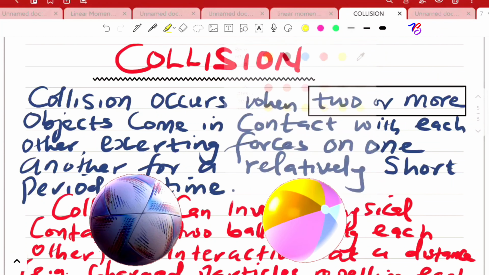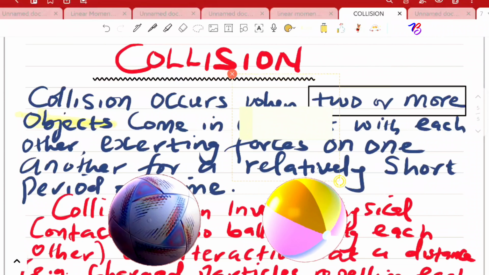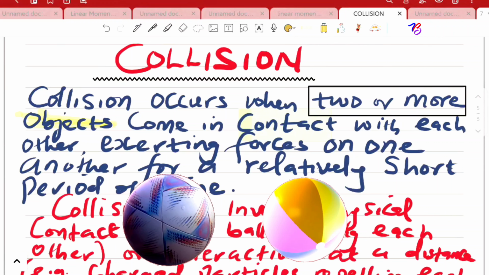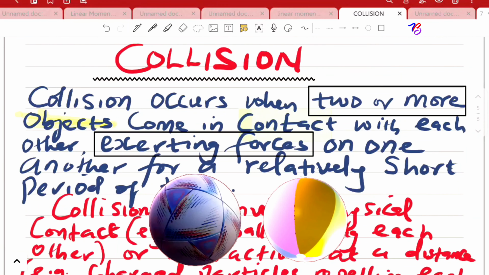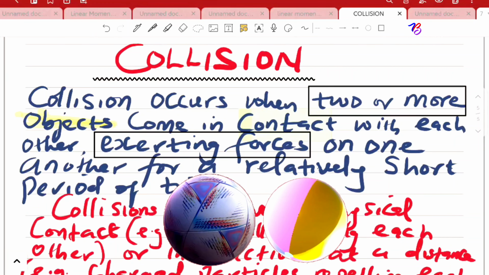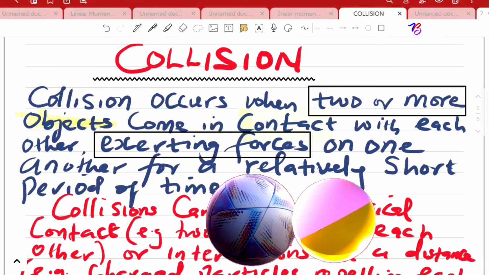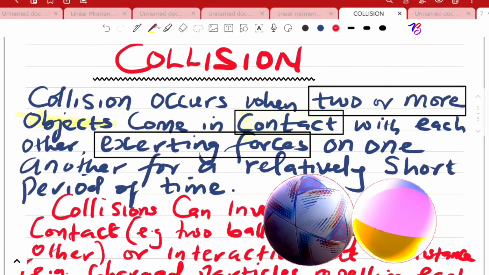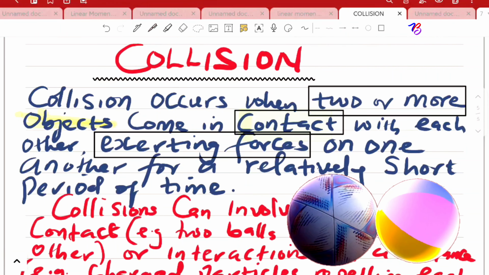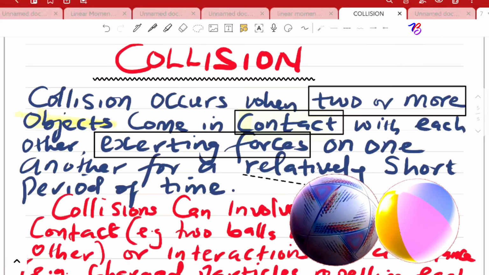What are the most important components in this definition? We have two or more objects, as you are seeing being displayed on your screen. Ball 1 and ball 2 of mass 1 and mass 2. Then what happens to them? They exert forces on each other. Then there has to be a contact. There has to be physical contact before there can be a change in direction.